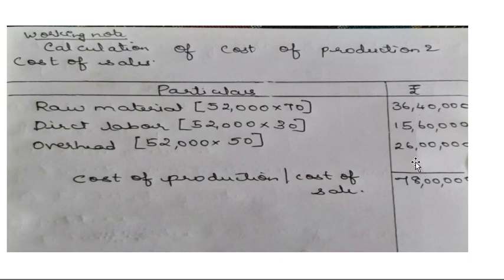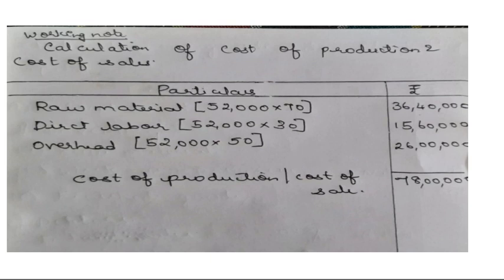Now cost of production includes raw material, labor and manufacturing overhead. Here selling is not given in the problem. When selling is not given, it means the cost of production and cost of sales are the same. So I have added all the 3 and written here cost of production and cost of sales. It is needed for the calculation of finished goods and debtors.